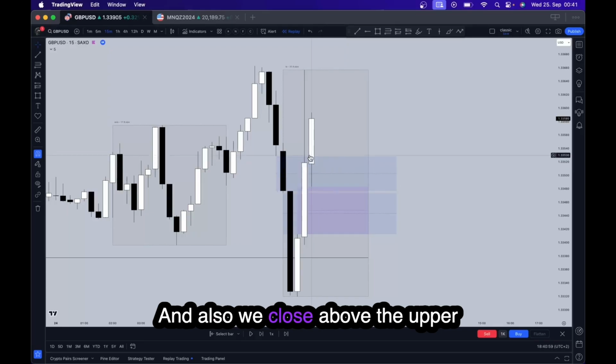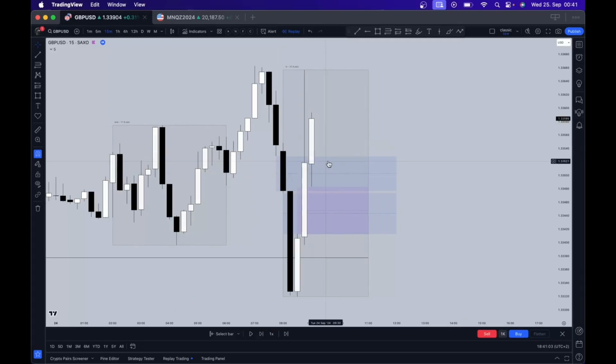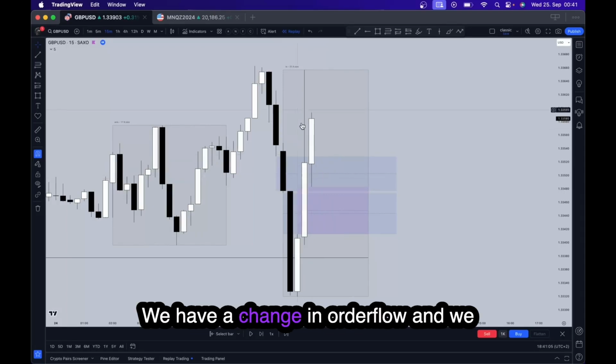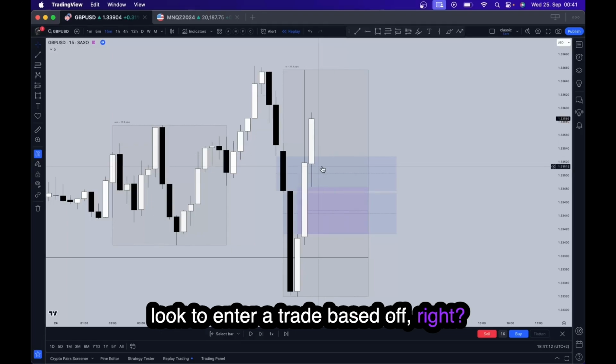And also we close above the upper fair value gap now entirely, right? So now what do we have? We have a change in order flow, and we have new M15 key levels where we can look to enter a trade based off, right?